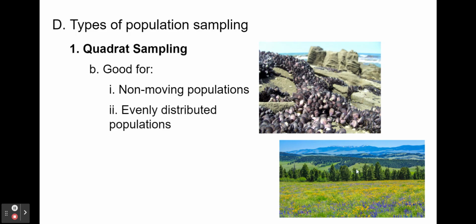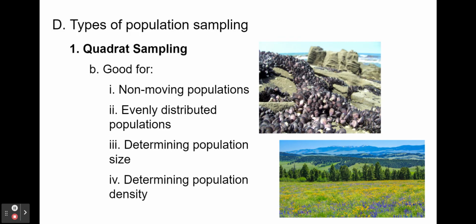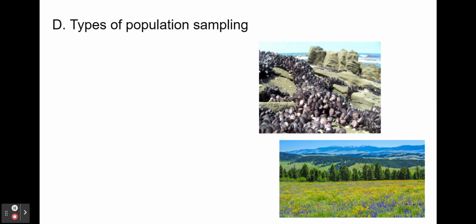It's good for evenly distributed populations because, so this picture actually shows a non-evenly distributed population. What if we put down our quadrat in one of these empty areas of rock and we thought, oh, no mussels here. See, no mussels live here. And then we put down our quadrat here and we're like, the mussels are covering the ground. This is not a good population to sample with quadrat sampling because it's so clumped and not evenly distributed. We might be led a little astray. It's good for determining population size, like you just saw, and for determining population density, like you just saw.